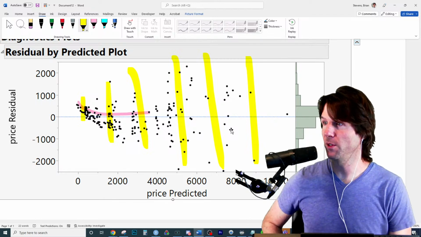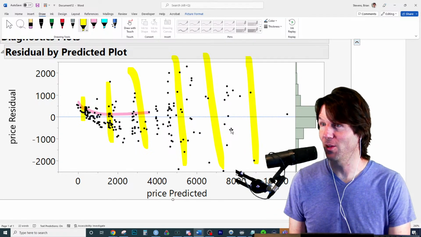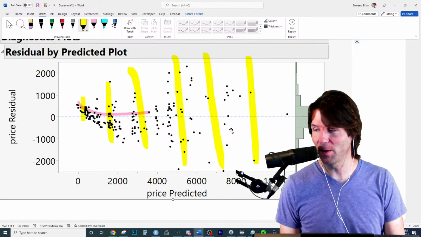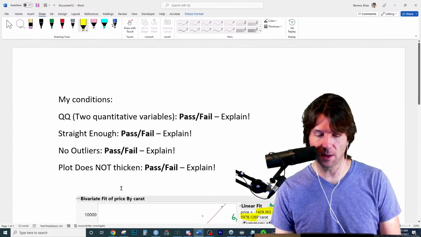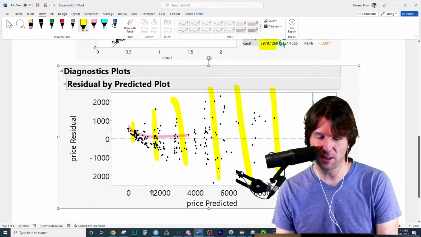And a residual plot is a really great way to see if the plot doesn't thicken. Yours might, because yours will be a different random subset. So you might see a little bit different.